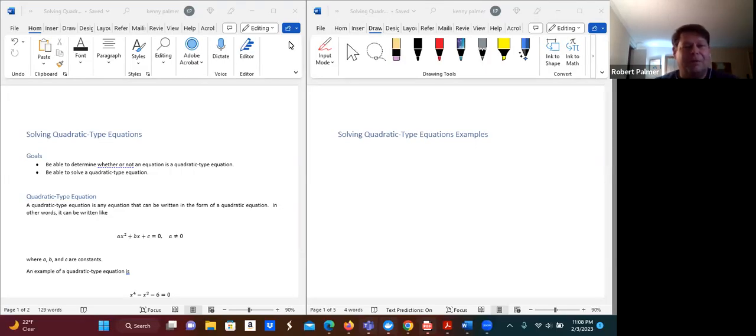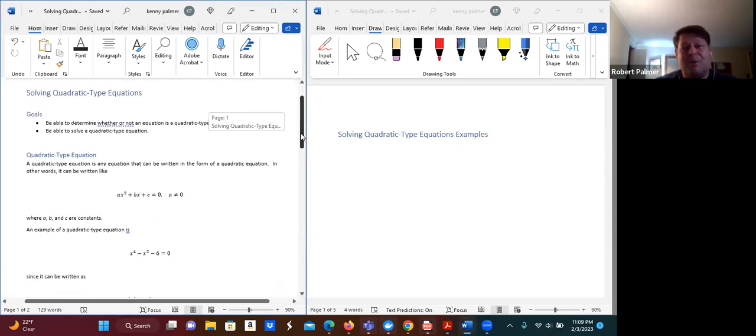Hello, welcome back. So today we want to talk about solving quadratic type equations. First, we'll explain what those are, and then be able to determine whether or not an equation is a quadratic type equation. We'll understand that, and also then figure out how to solve one. So what do we mean by quadratic type equation?